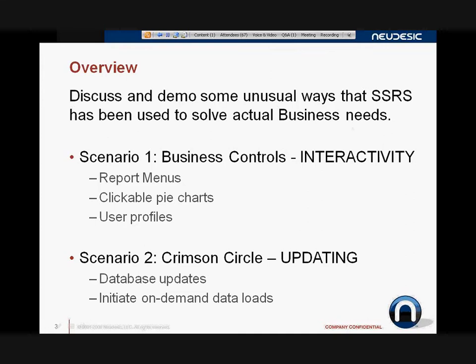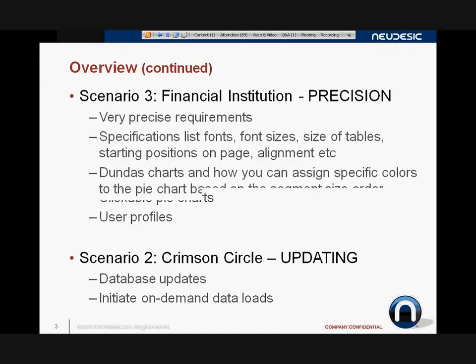So the first scenario is a company called Business Controls, and the theme that I've chosen there is interactivity. And we're going to see interactivity in the report menus. We're going to have clickable pie charts, drill downs, expands, how to control user profiles. Then scenario 2, the theme is updating, and the company there is Crimson Circle Energy Company. And there we're actually going to use reporting services to do database updates, and I'll show how that is done, and also on-demand data loads.